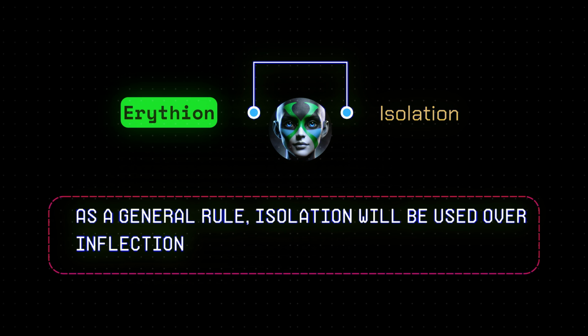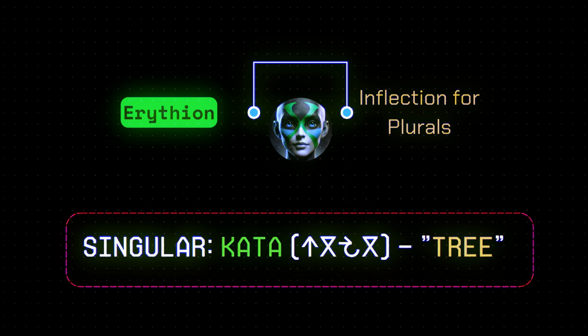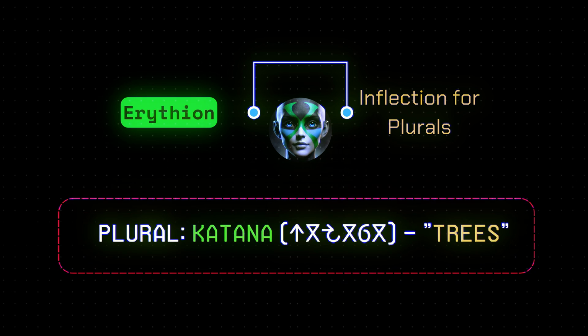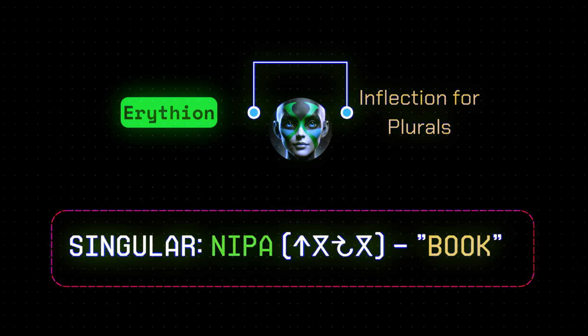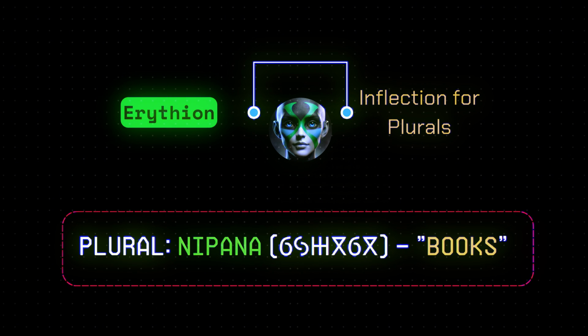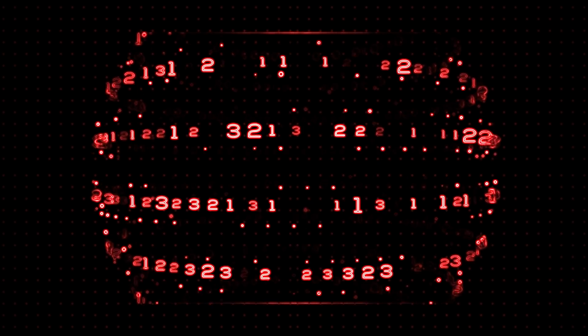In my Conlang, I'm using more isolation, but for the plural form, I'm using inflection. So to translate tree, I use the word kata, and the plural form is katana. Same for book, which is nipa, and books is nipan. Now would be a good time to come up with the numbers in order to experiment further with the plural forms. In Erythian, these are the basic numbers: nusa, para, te, mira, raku, lupi, seku, vanu, zati, net, kisu.